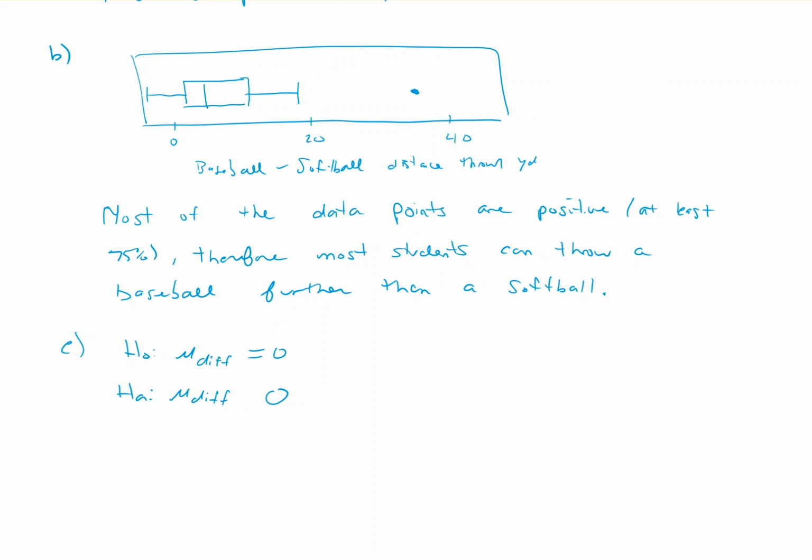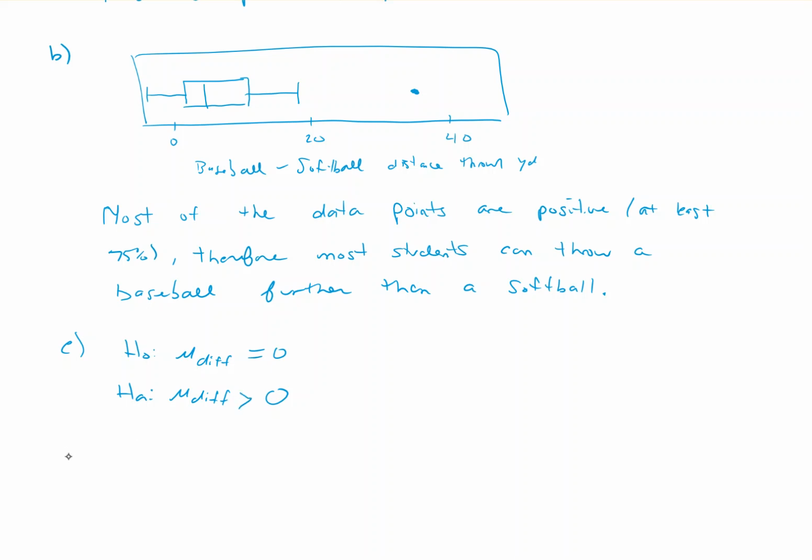What are they asking? So I'm going back to the book, and I'm reading the first part. Have a ball. Can students throw a baseball further than a softball? What does that mean? Well, can the baseball be further? We want to know, is the baseball distance greater than the softball distance? We're trying to prove that. That's something we're trying to actually discover. So we're going to use a greater than symbol.